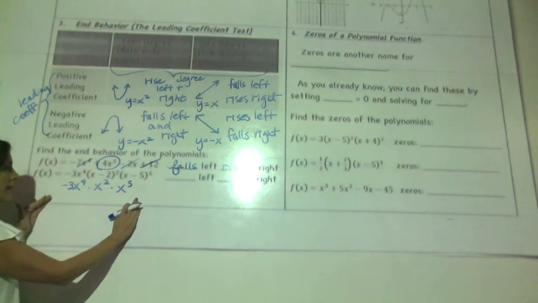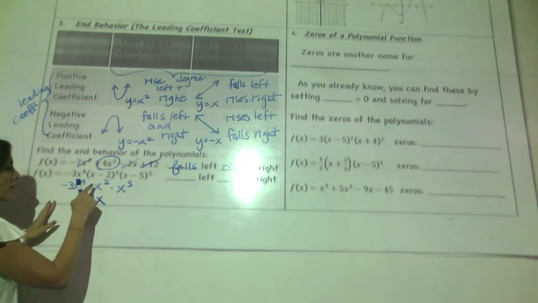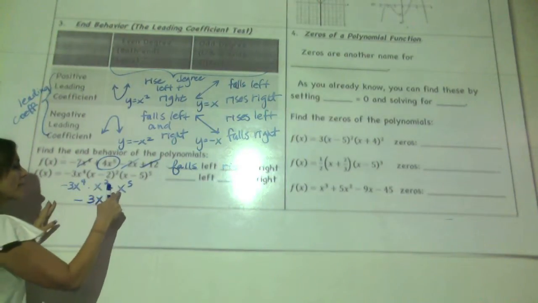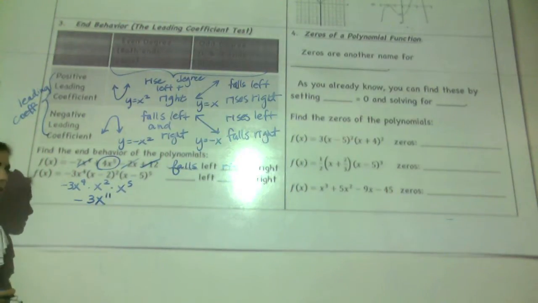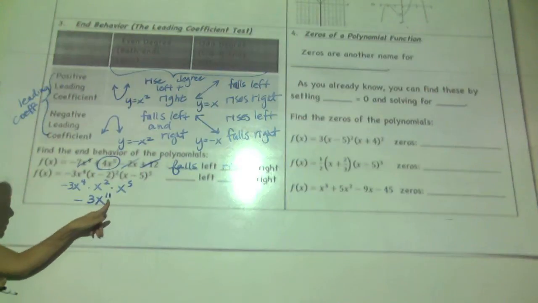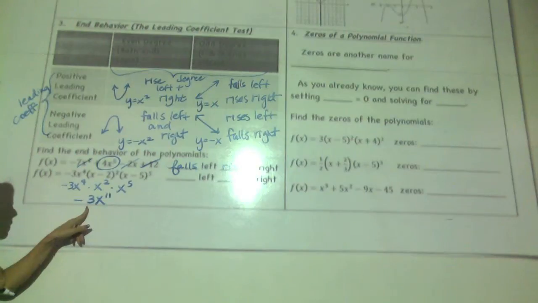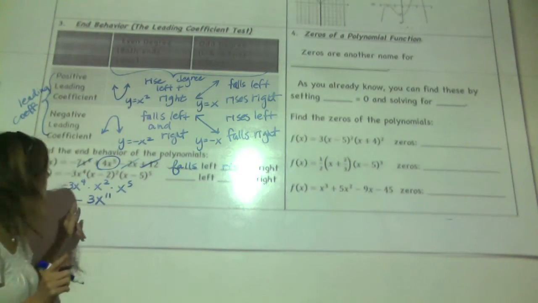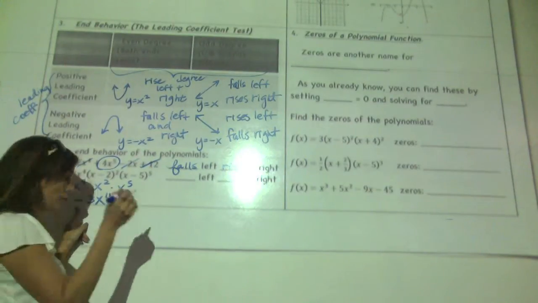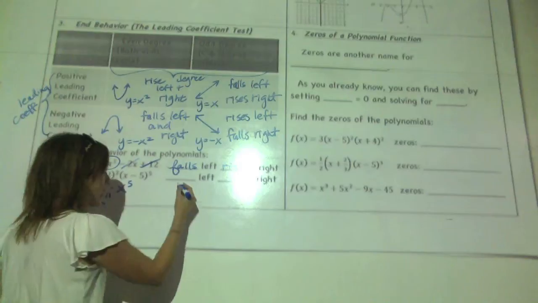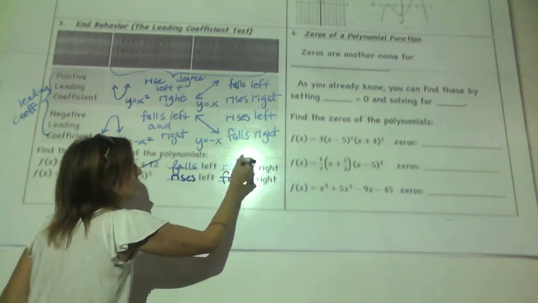So when I multiply these things together, I have negative 3x to the 4th times x squared times x to the 5th. I'm going to add these exponents and I'd have negative 3x to the 11th. Odd power, negative leading coefficient. Odd power means one of each. Negative leading coefficient means it's falling, okay? So on the left-hand side, we start up and we go down. So it's rising on the left and falling to the right.